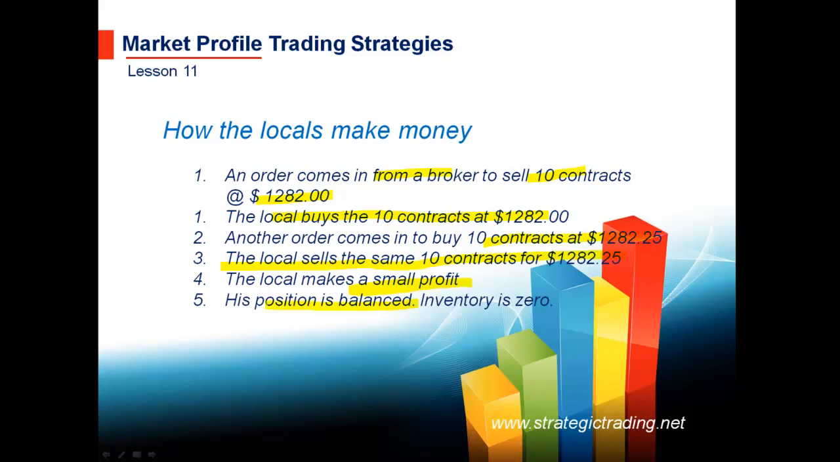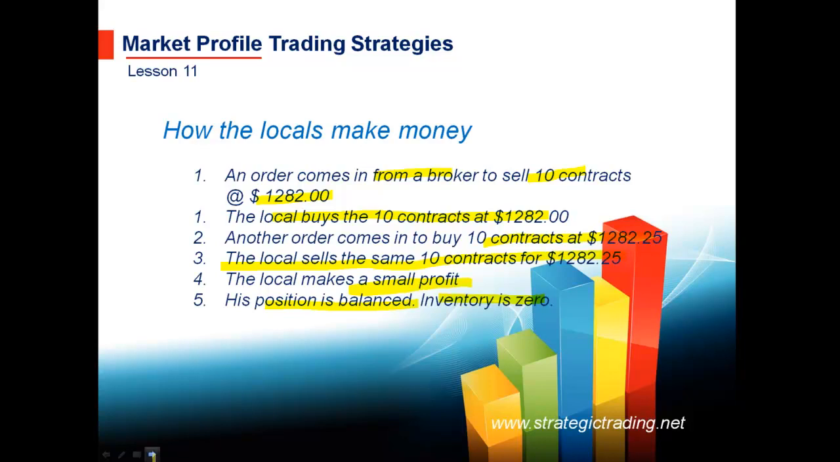Their position is balanced in this case because the local or the market maker sold the very same contracts that he had just bought. So his inventory, theoretically, at this point is zero, if that's all he has. But normally they have a much larger inventory. They're working with quite large sums of money and large inventories. So this is the ideal scenario for them. This is when they are balanced, and this is why they love to work in the value area, because it's easy for them to make money there, with lots of trade going back and forth. This is the area where fair price is.